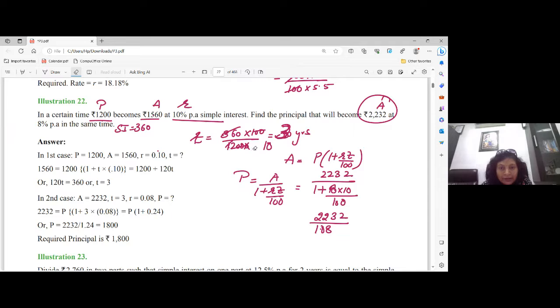So here the rate of interest is 10%. So 1200 zeros all cancel. 12 threes are 36. That means time period is 3. So if time period is 3, so here also 1 plus R into T. So that becomes 8 into 3. So that becomes 2232 upon 1.24. So by dividing 2232 by 1.24, that is equal to 1800. So 1800 becomes 2232 at 8% per annum in same time. I hope this is clear to you, everyone.